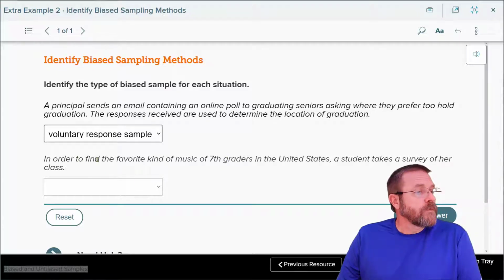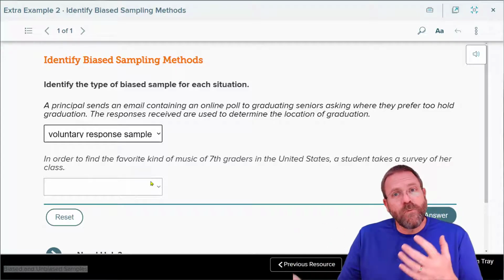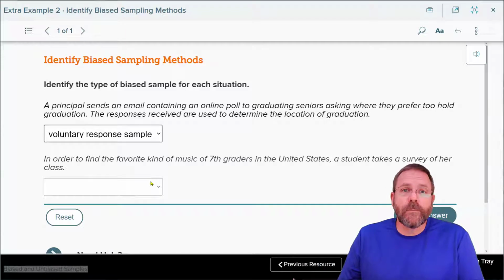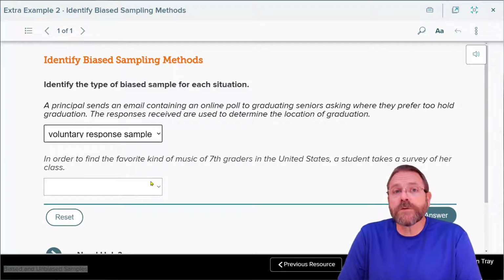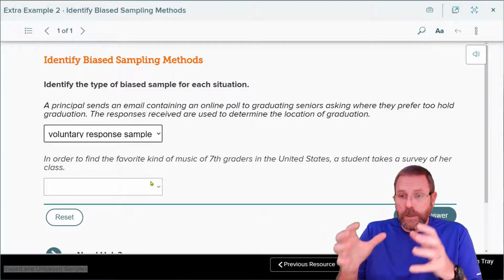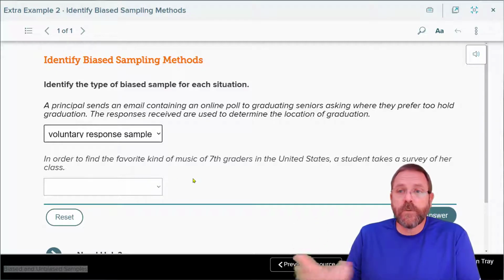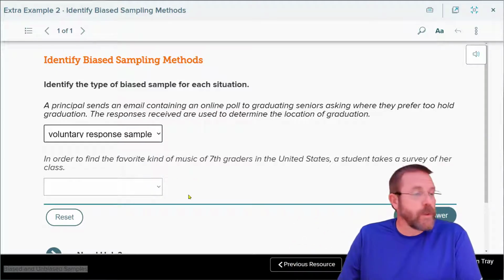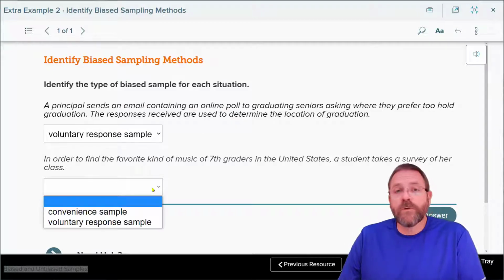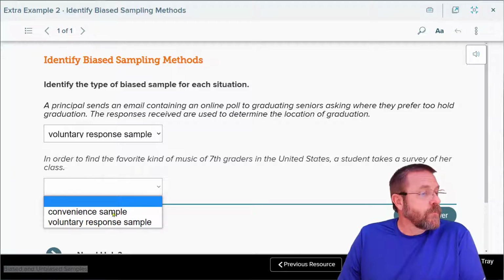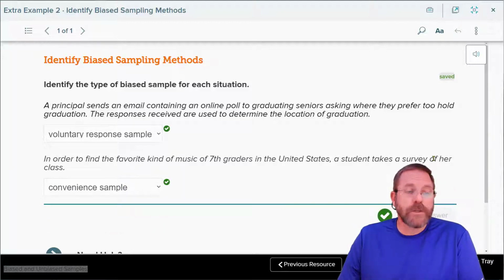Next one. In order to find your favorite kind of music of 7th graders in the United States, a student takes a survey of her class. Now, most schools are fairly racially divided. You are biased in the racial things, and music is quite often racially divided too. So you're not going to get a very random sample if you're looking at just those in your class, because most schools do not have a very even population of the demographics, just for starters. Also, you may have more boys than girls. That's another place you can have difference in taste in music, because boys don't like Bieber. I'm just saying. That, therefore, would be a convenient sample. All those check. Easy math.